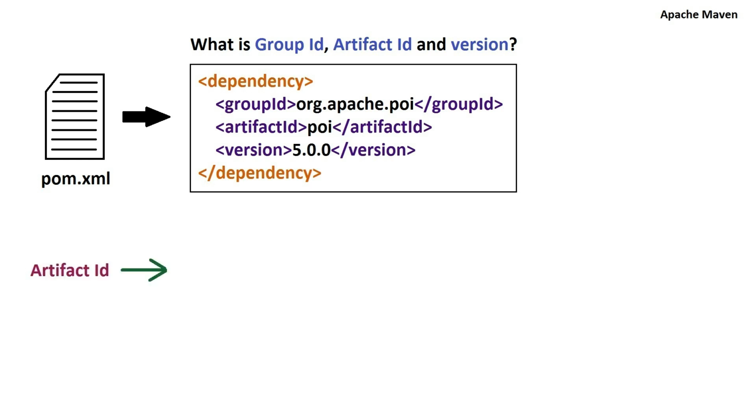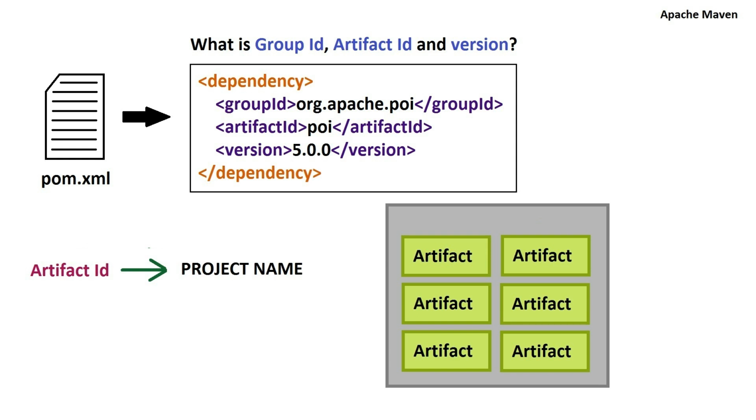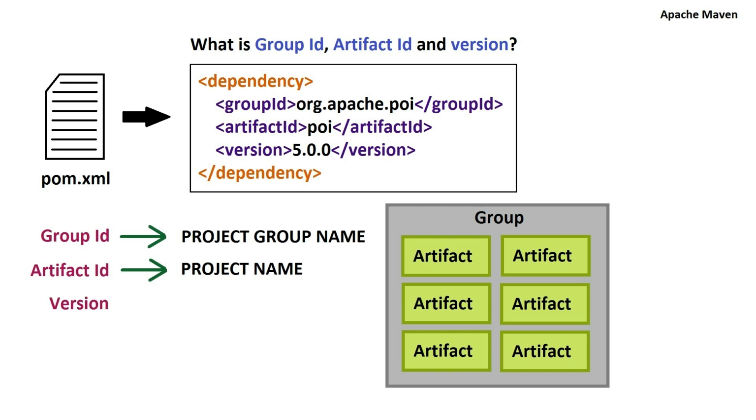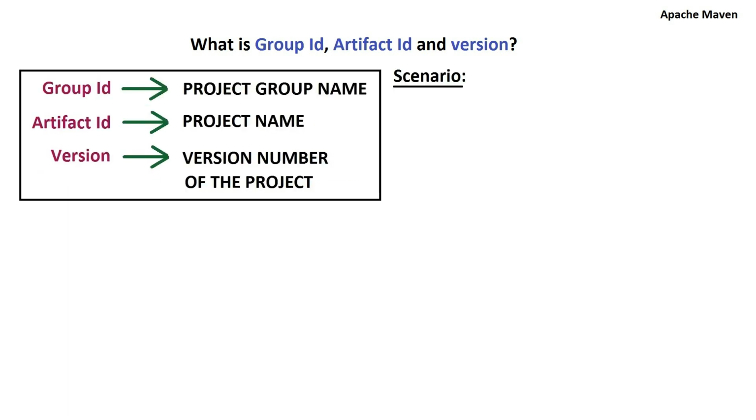Artifact ID is the project name, and a group of artifacts, that means projects grouped together as a group, is assigned to a group ID, which is called the project group name. And version is the version number of the project. Let's see in detail about it with a scenario.